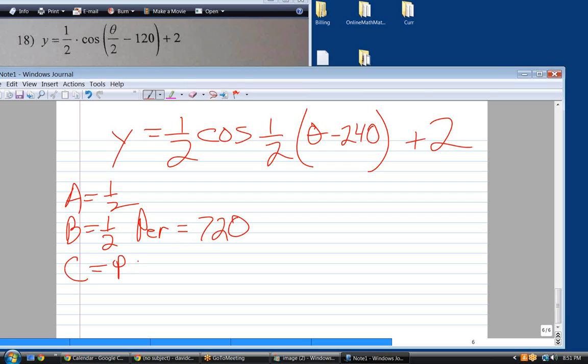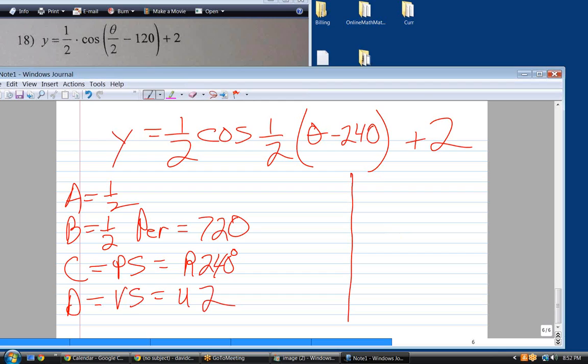Our phase shift is right 240. And our vertical shift is up 2. So let's graph it.